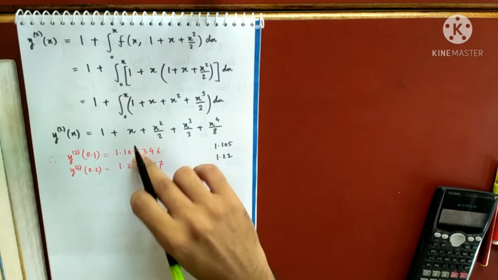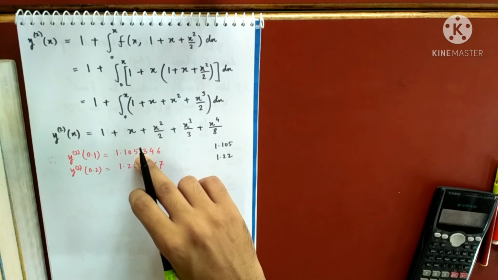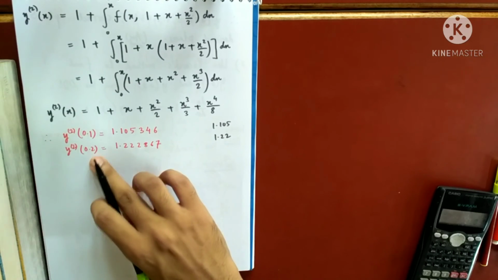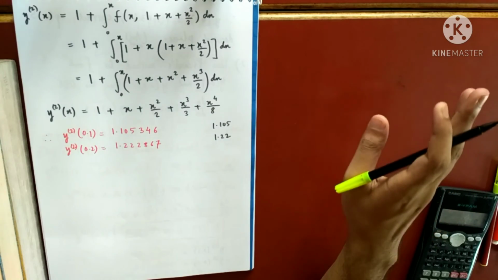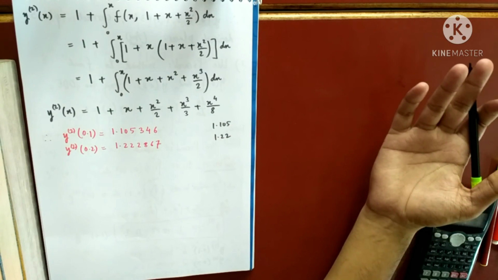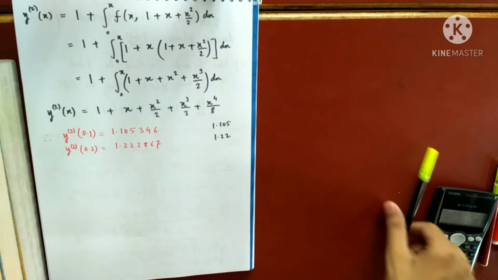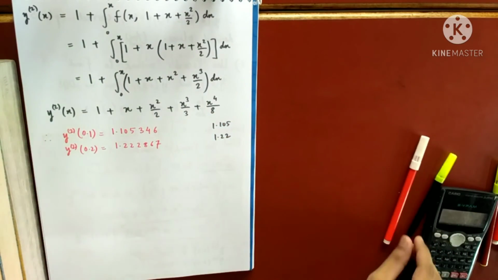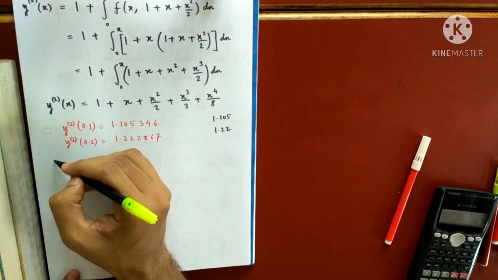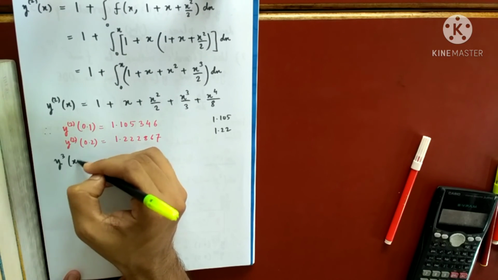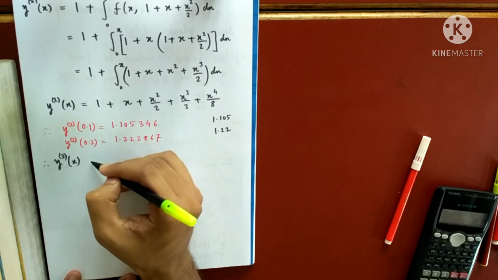So if you are ready to accept the 3 decimal places and 2 decimal places, suppose you do not want that much accuracy, you can now stop, because the answer at 0.1 is 1.105, correct up to 3 decimal places, and at 0.2 it is 1.22. But remember, we want more accuracy. We are not very satisfied with this, like 3 decimal places and 2 decimal places. If you want more accuracy, let's go for the third iteration.